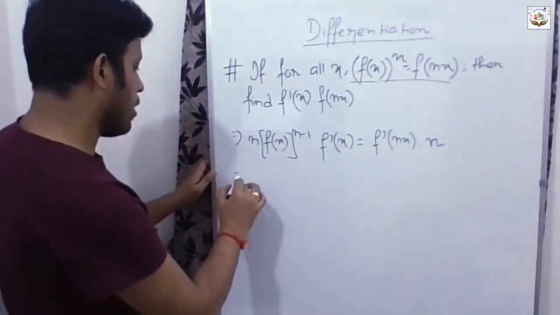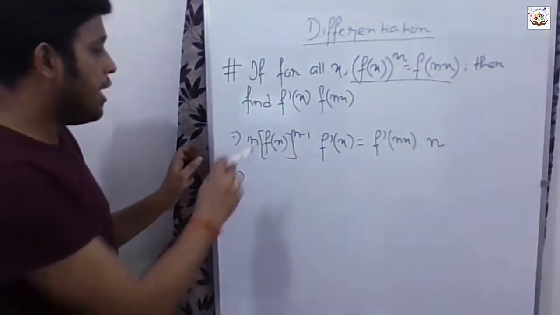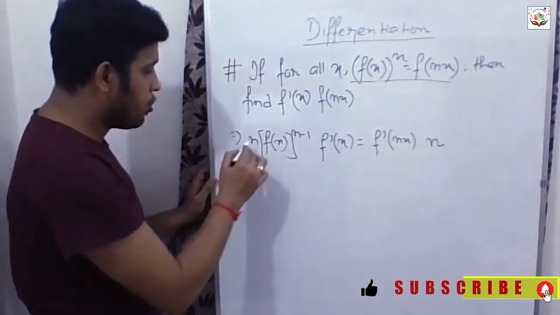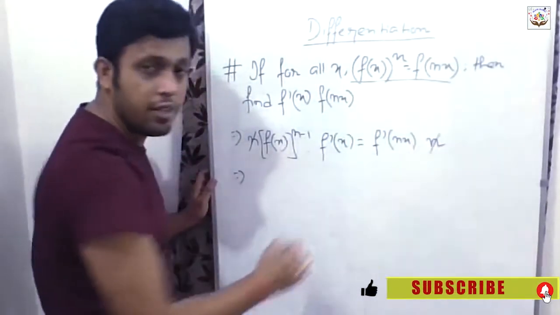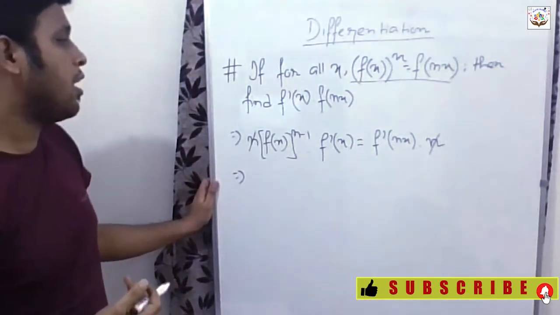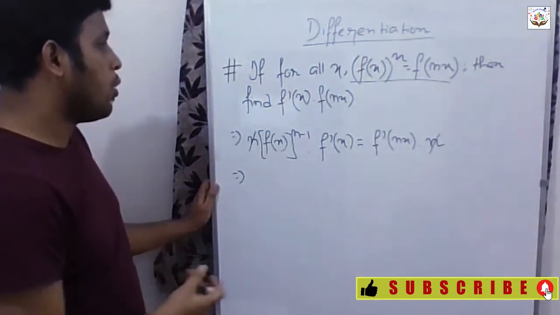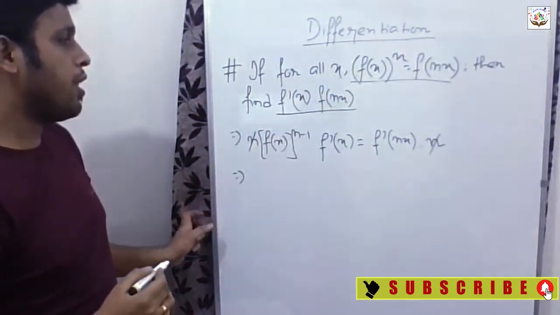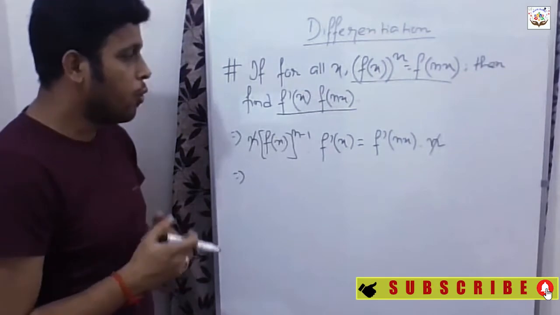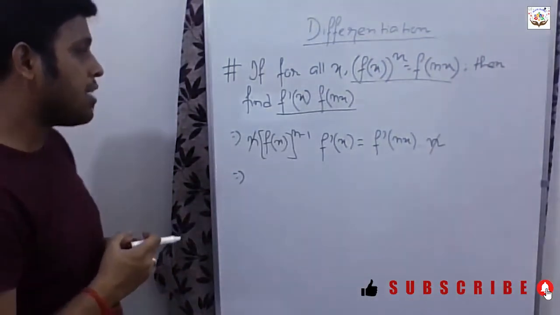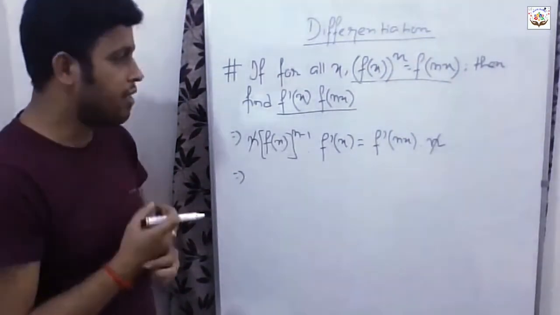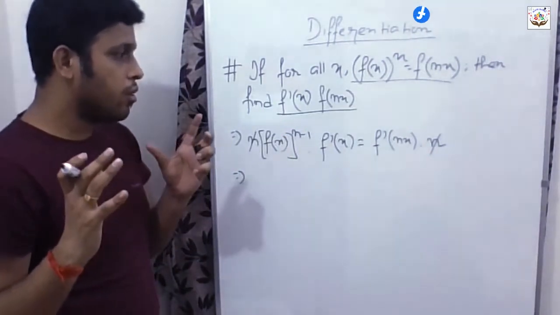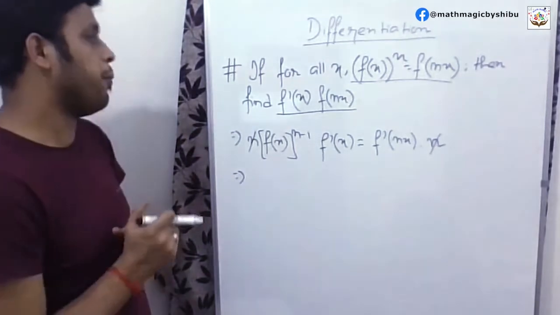As you can see, on both sides we have n in the multiplicative form. So we can cancel out n easily from both sides, right? And we need to find f'(x) times f(nx). So what can be written now? Just look very closely.